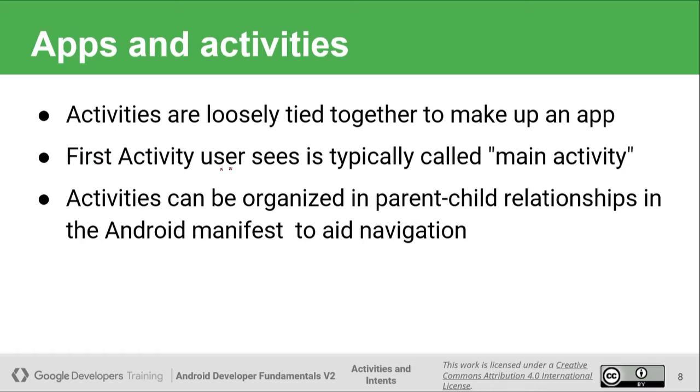So the first activity the user sees is typically called the main activity. This is the default notion. This is the main function of the mobile application.